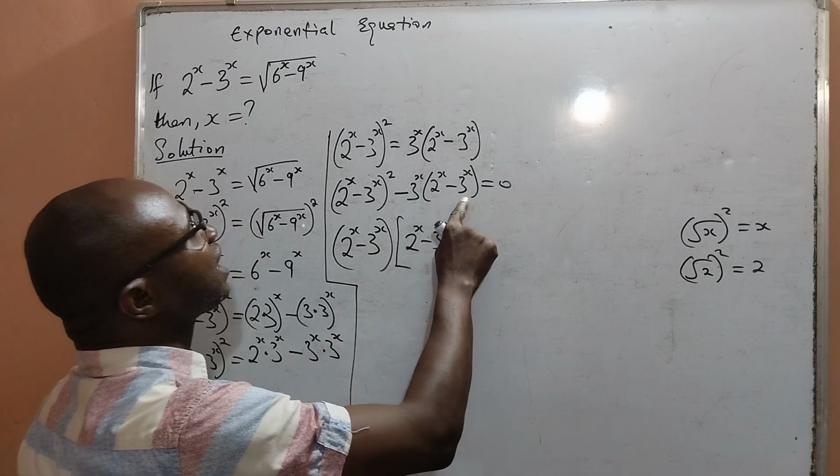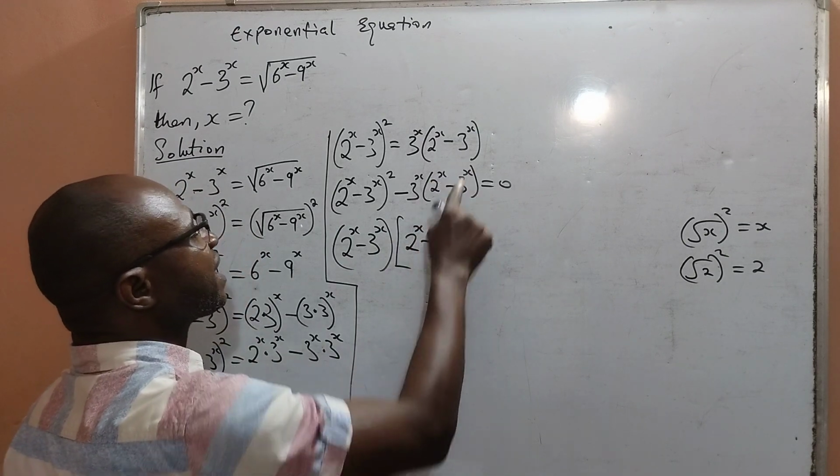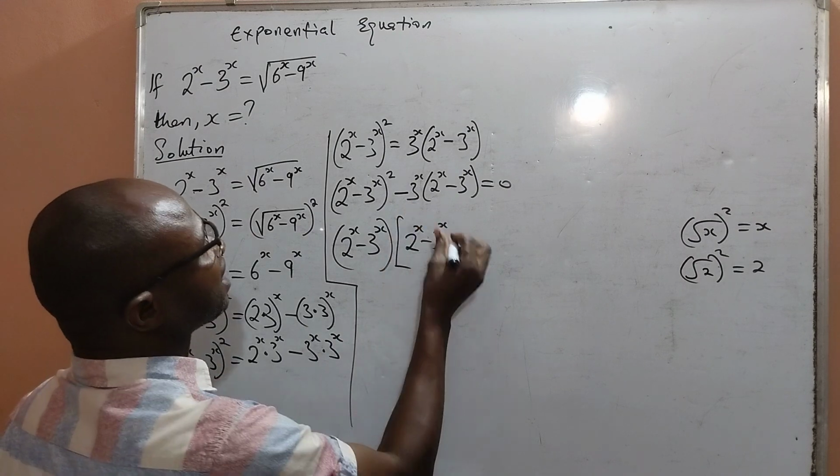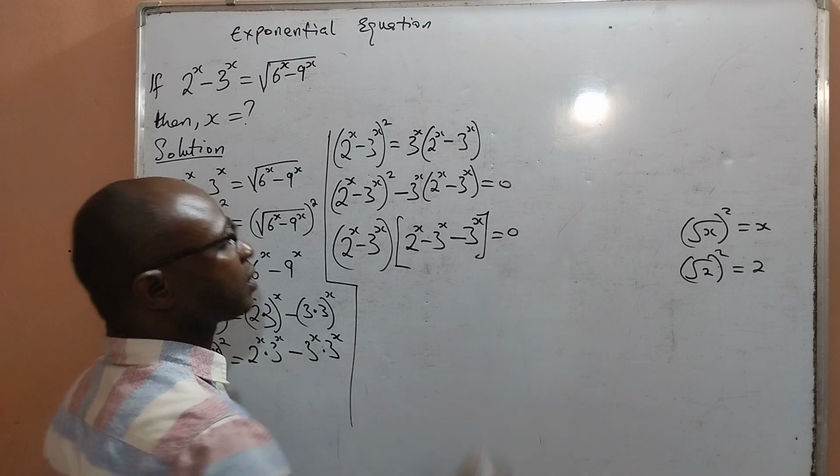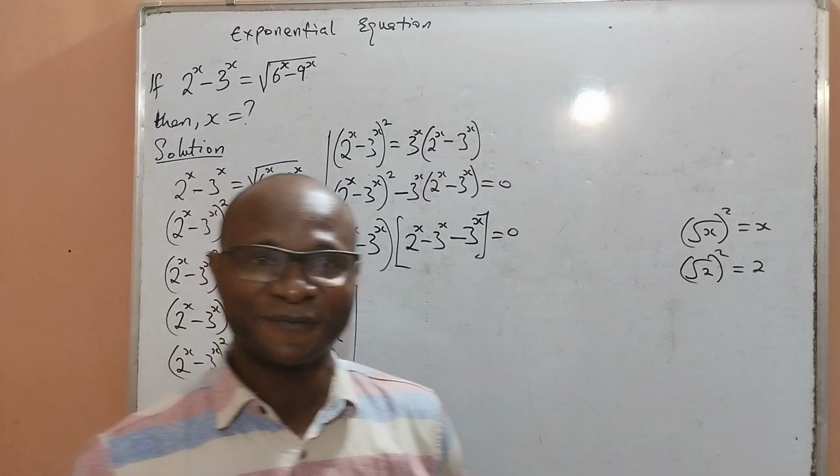And here I also have 2 raised to the power x minus 3 raised to the power x factored outside, and left here is minus 3 raised to the power x. Now everything is equal to 0. Very good. Maths is life.